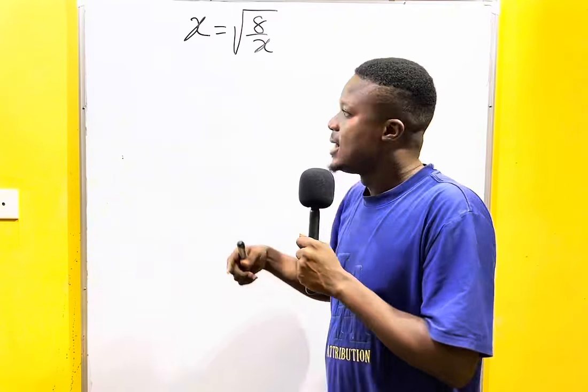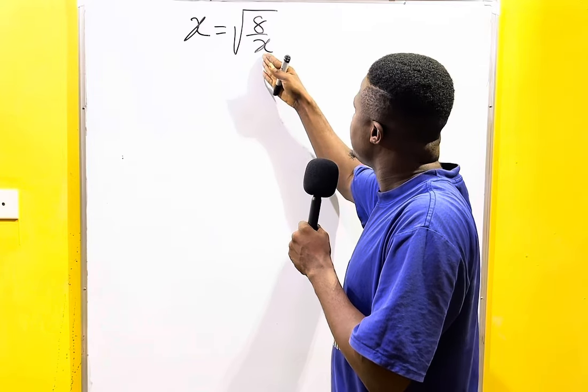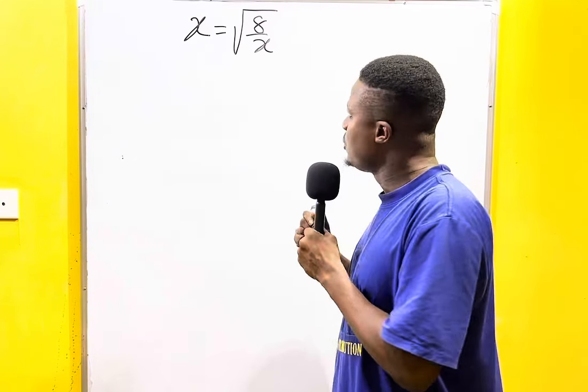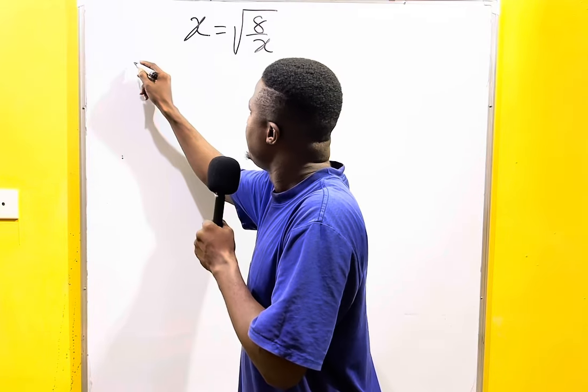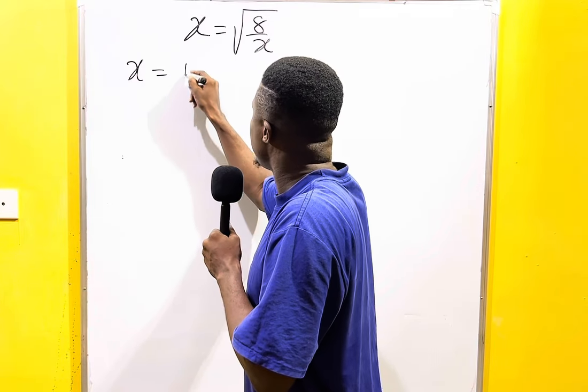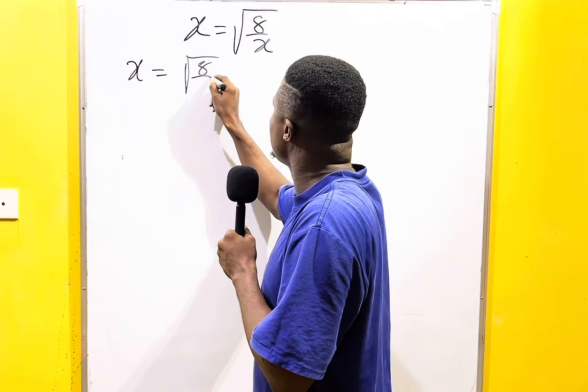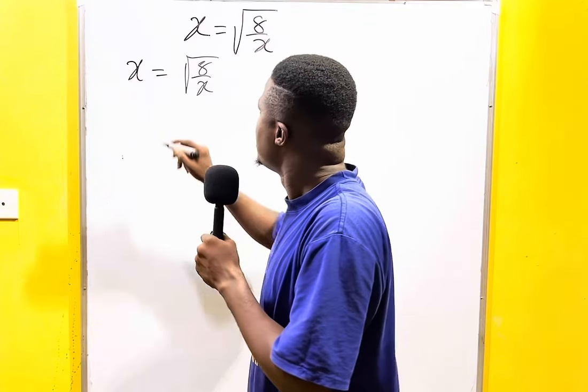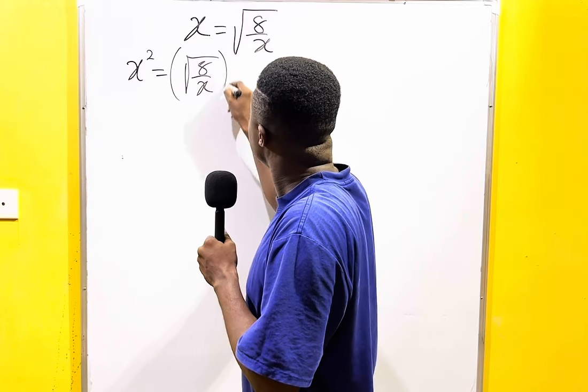It says that x is equal to the square root of 8 over x, and our target is to find the value of x. To be able to find the value of x, the best option is to square both sides so that the square root can go away, because if the square root goes away, the solution becomes better. So let us square both sides.